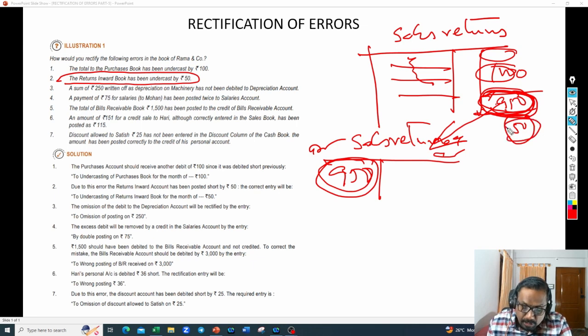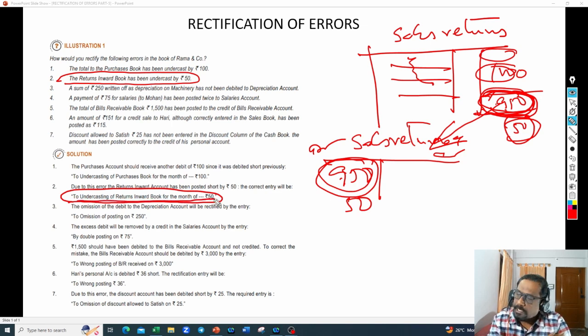So this 50 rupees shortage happened here in sales returns book, so you need to add 50 rupees. What entry do we write here? To undercasting of returns inward book, 50 rupees. Because undercasting happened in sales returns, right? So to undercasting of returns inward book, 50 rupees. That is what you have to write and close this transaction. That is how the rectification has to be done. Are you clear? Right.